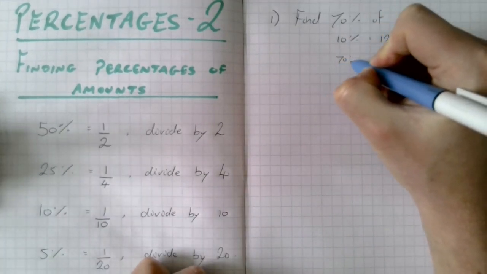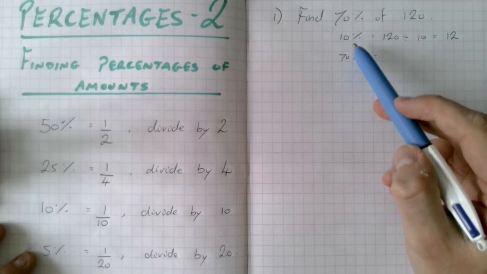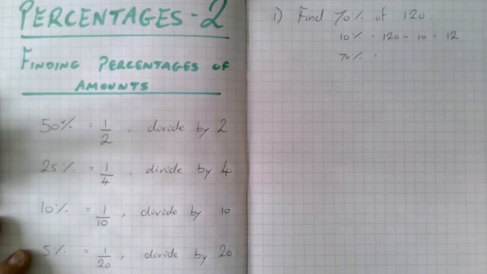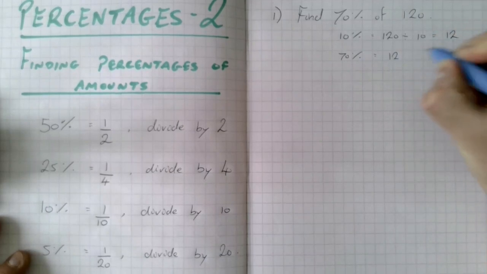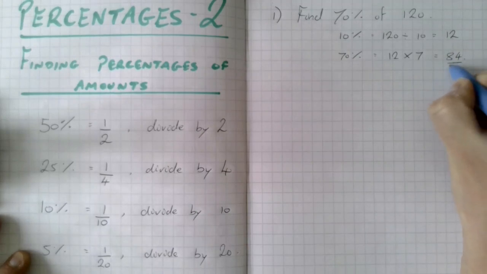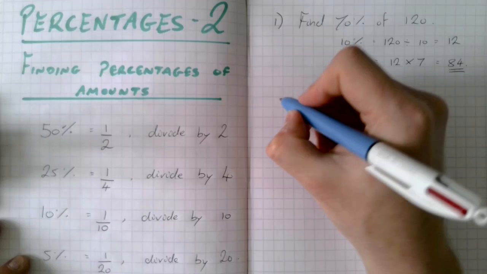And now to find 70%, well, all I need to do is times by 7. If I've got 10% and I times 10% by 7, I get 70%. So 70% will be 12 times by 7, which is 84. So my answer for example 1 is 84. So that was fairly straightforward to start off with.